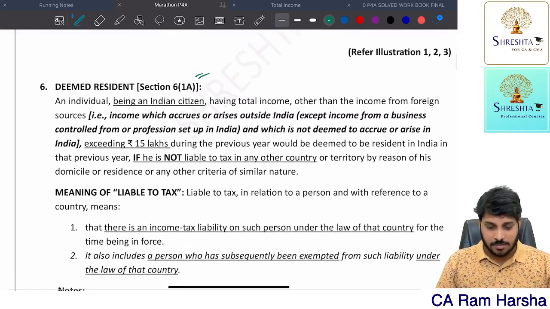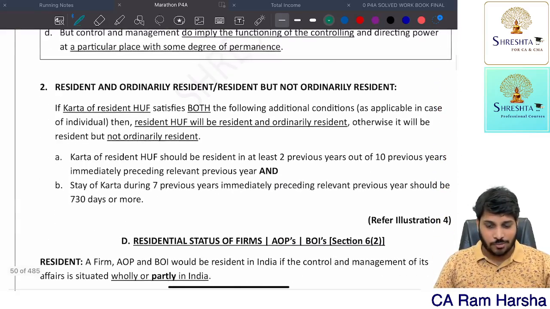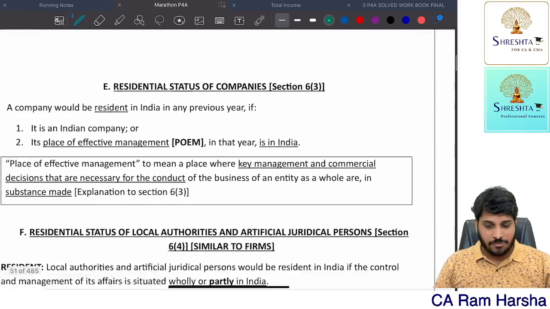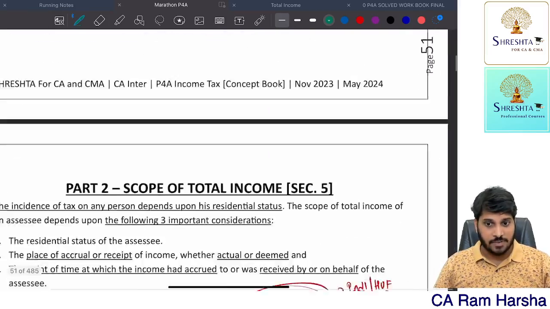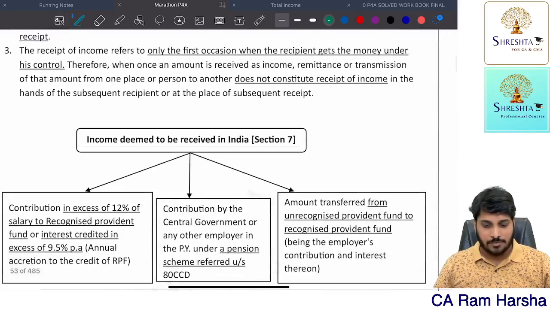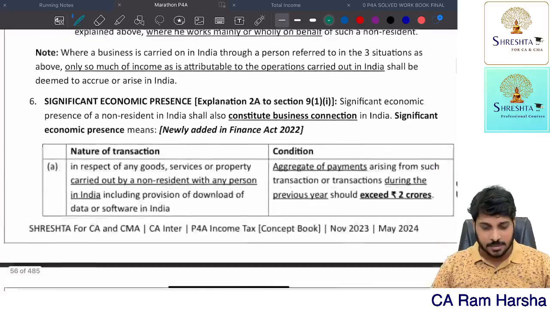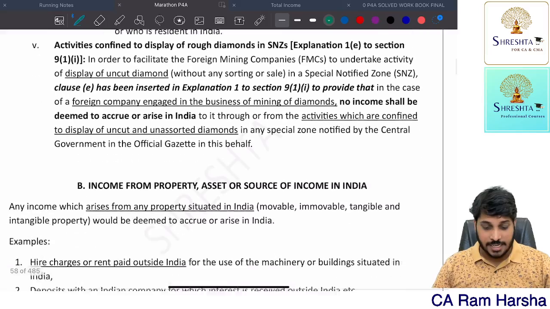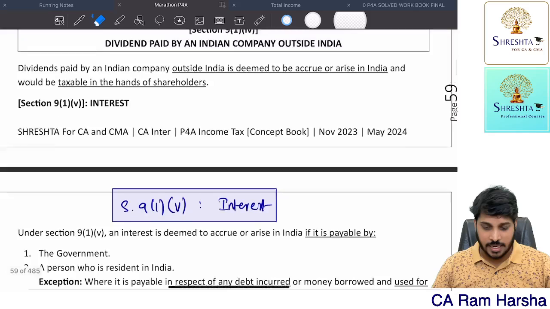Then 6(1A) is also given here completely. HUF, I already told. For AOP, firm, BOI, company, and any other persons, artificial juridical person, everything is covered. Scope of total income I have covered, that is income accrue or deemed to accrue or arise in India. In this, many students have doubts on the interest, royalty, and technical services.